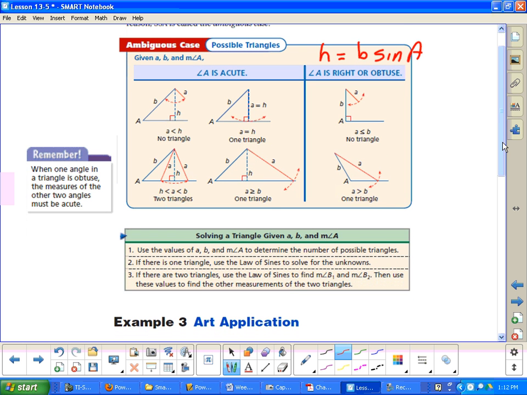So to solve a triangle when they give us two sides and an angle, we need to first determine how many triangles there are. After we determine how many triangles there are, then we're going to use the law of sines to solve for the things that we don't know.